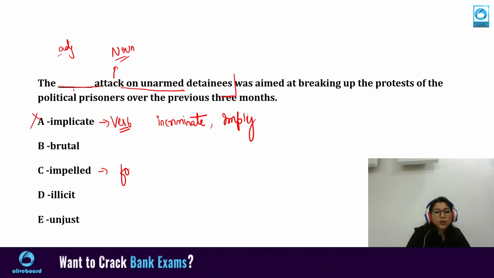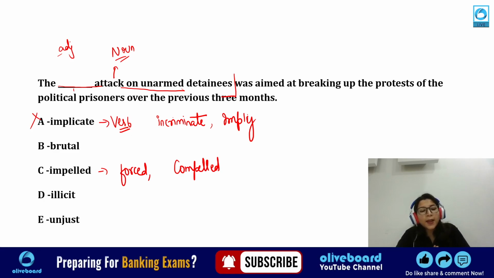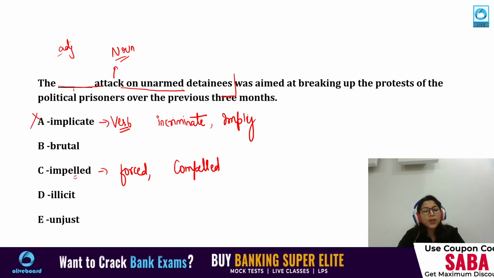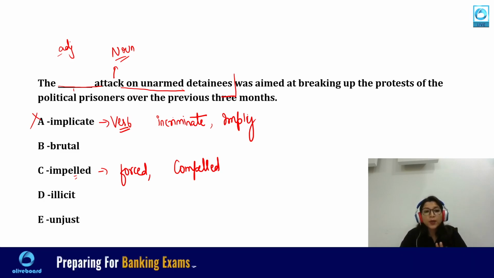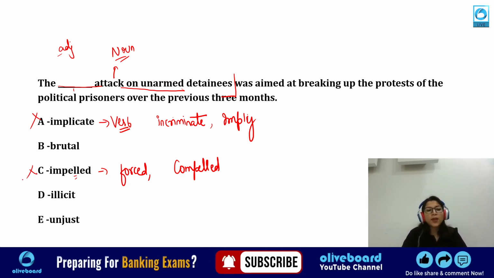Impelled means forced. Compelled and impelled, you can remember. So can an attack be a forced attack? You know the V3 form can be used as an adjective. This is a verb, but the past participle V3 form can be used as an adjective. But can an attack be a forced attack or a compelled attack? No, it cannot be. So this is incorrect. By meaning it is eliminated, by usage it is eliminated.